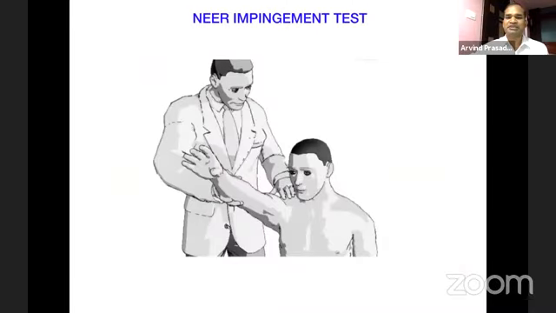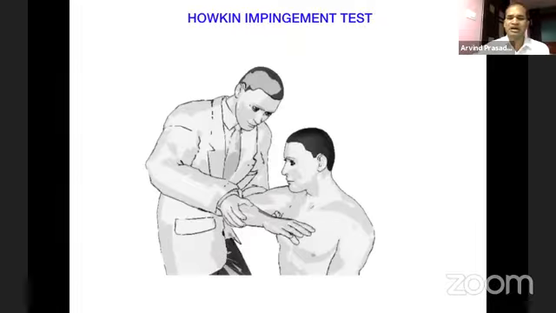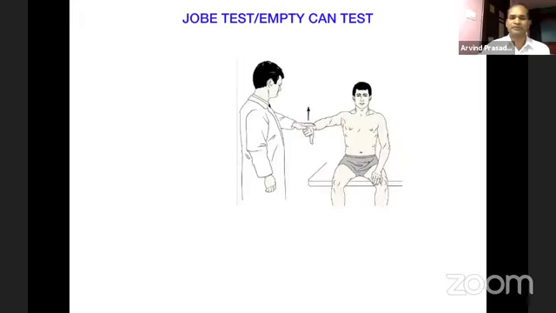Next is the Neer impingement test, in which the shoulder is placed in forward flexion and internally rotated. So the greater tuberosity comes under the coracoacromial arch or under the acromion. If there is any pathology in the subacromial space or with the supraspinatus, patient will have pain. Similarly, the Hawkins-Kennedy impingement test, in which the shoulder is at 90 degrees of flexion, with the elbow again at 90 degrees, and there is internal rotation. So again, this brings the greater tuberosity under the subacromial arch, and this will be painful.